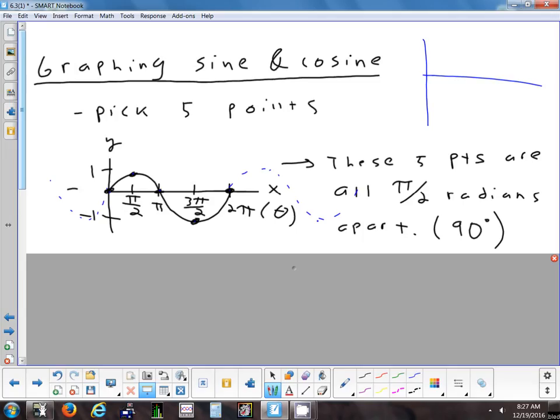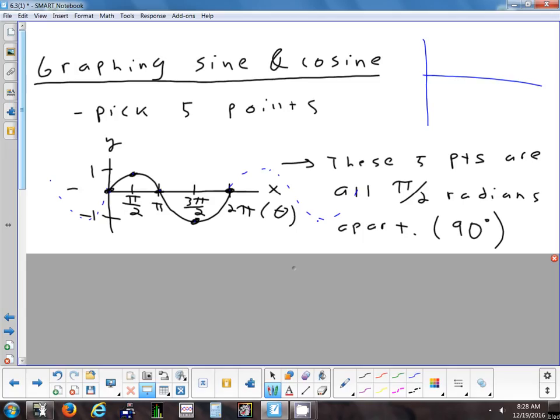Also, if you look at them, look at those values. You've got pi over 2, pi, 3 pi over 2, 2 pi. Those are all spaced 90 degrees apart. 0, 90, 180, 270, 360. Whenever you graph your points, all the x's should be nicely spaced. Okay? Just like that, all equally spaced apart.